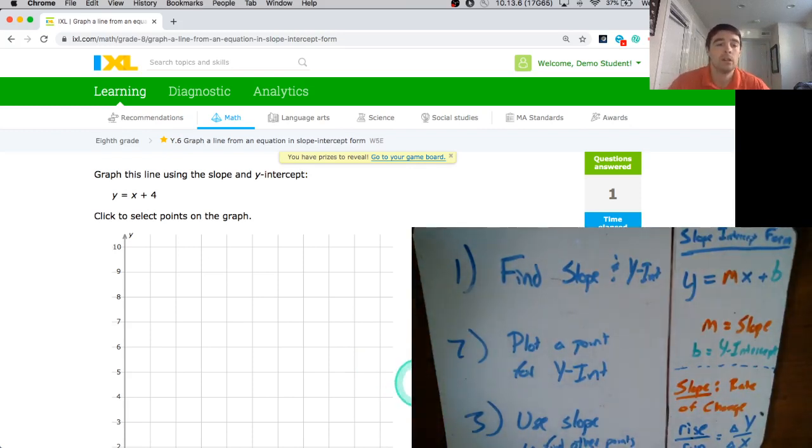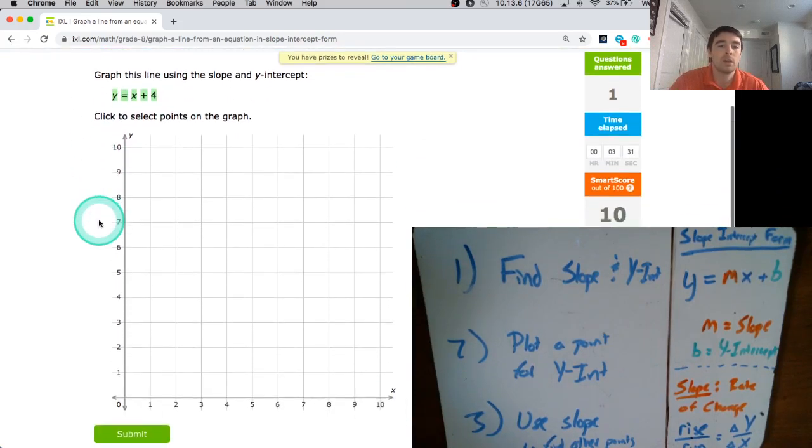So here it says graph this line using the slope and y-intercept, and the equation we're given is y equals x plus 4. The y-intercept, which I'm going to underline, is this positive 4.